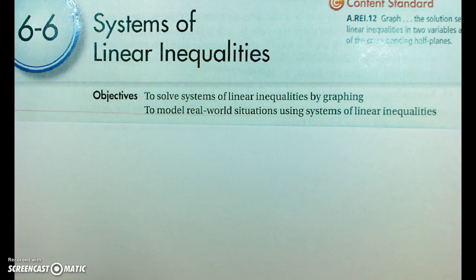6-6 Systems of linear inequalities. Objectives: to solve systems of linear inequalities by graphing, and to model real-world situations using systems of linear inequalities.